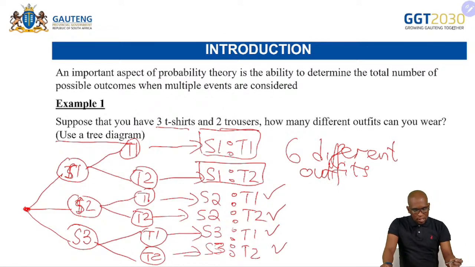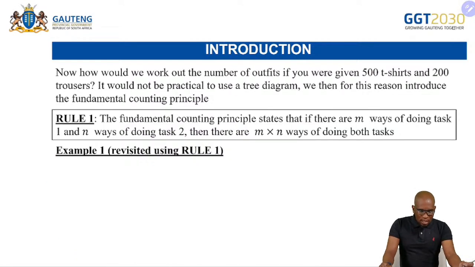You can see that it can be t-shirt 1 and trouser 1, t-shirt 1 and trouser 2, t-shirt 2 and trouser 1, t-shirt 2 and trouser 2, t-shirt 3 and trouser 1, t-shirt 3 and trouser 2. So those are 6 different outfits that one can wear. Now, moving right along.